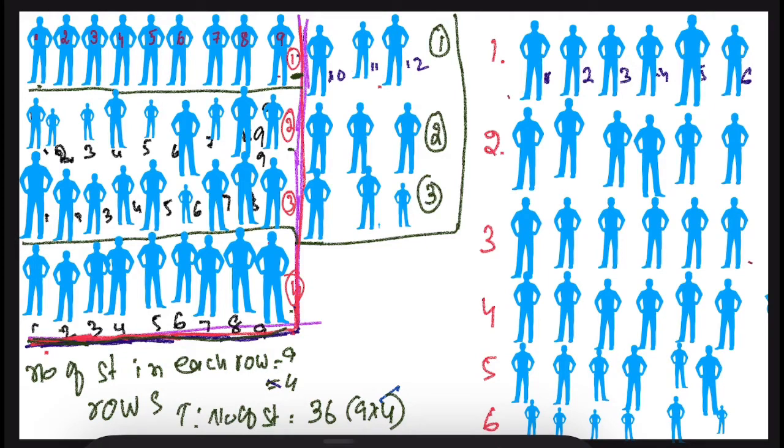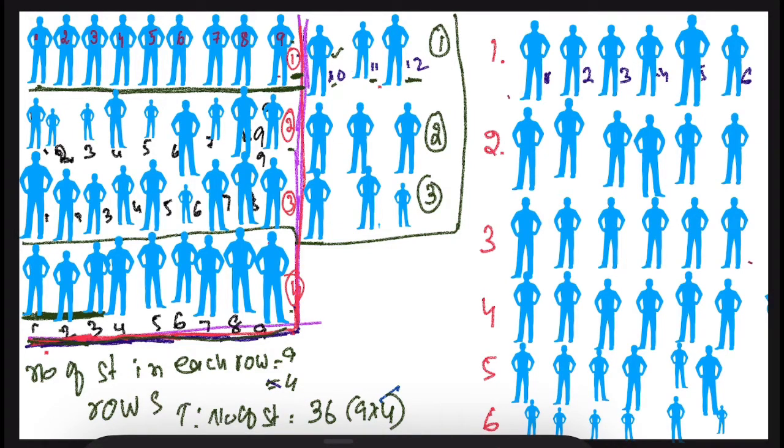So what we did, we asked these 1, 2, 3, these 3 students, go and sit over in the first row. This is our first row. These 3 students were removed from here and we asked them to sit over here. How many students were there in each row? 9 students. But in this row, number 1 student took the place of 10th, number 2 student took the place of 11th, and number 3 student took the place of 12th.